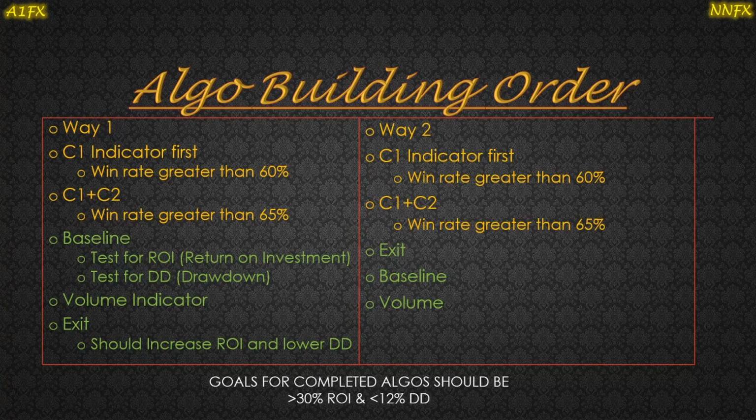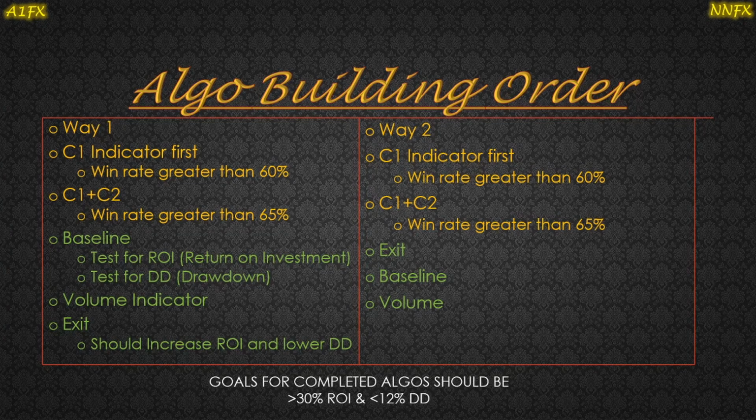After you have your C2 indicator, you add your baseline. And whenever you add your baseline, talking about way one, after you add your baseline, you should be focusing on ROI and drawdown. And the way you do that is you actually start scaling out a trade. So you actually start entering the number of pips that you make in your results, calculating your money and things like that. And after you have a good place for ROI, then you add your volume indicator, which kind of filters out all those losses and consolidation. And then after that, you add your exit indicator, and your exit indicator, as you can see on the screen, should increase ROI and lower drawdown.